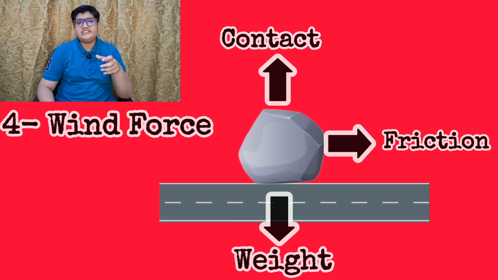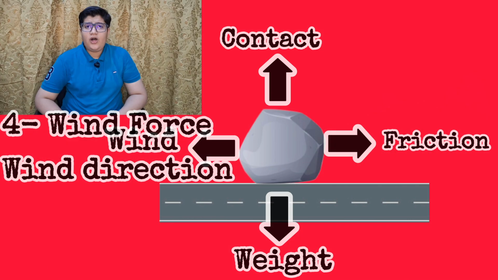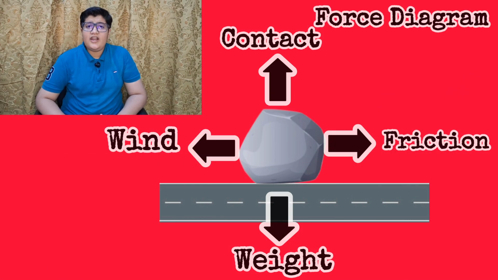So the wind force is the force of the wind which is acting upon an object. For example, if the friction force is towards the right, then the wind force will be towards the left. It depends on the direction of the wind. So our rock is still, so all of the forces are balanced. It means the gravity force, the weight force, contact force, friction and wind force are all equal.